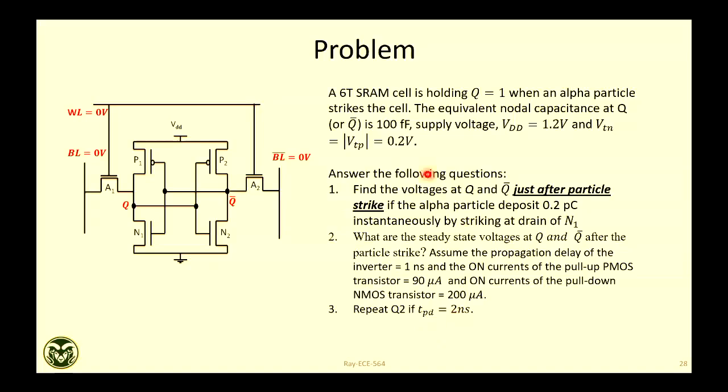So typically SRAM cell capacitance is much lower, but in this case it is 100 femtofarad. Your supply voltage is 1.2 volt, threshold voltage is 0.2 volt. These are the parameters given. Within these parameters, you have to see whether a strike can cause upset or not.